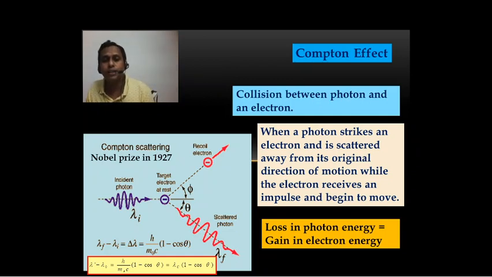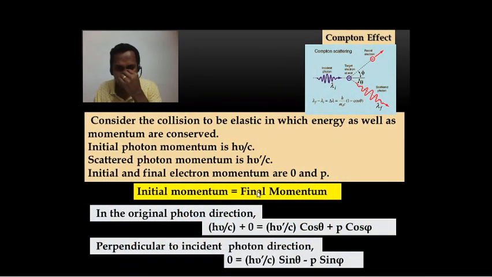So when a photon strikes an electron and is scattered away from its original direction of motion, the electron receives an impulse and begins to move. So we can say the loss in photon energy is equal to the gain in electron energy. The loss of incident photon energy is the gain in electron energy, or recoil energy. Now we are moving to the derivation of the Compton effect.